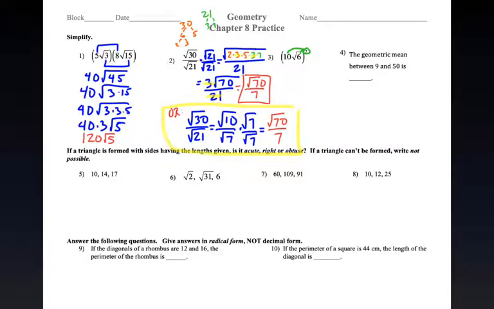Here we go. We're going to square 10 square root 6. We're going to square the 10, which is 100. We're going to square the square root 6, which is 6. Multiply those together, we get 600.